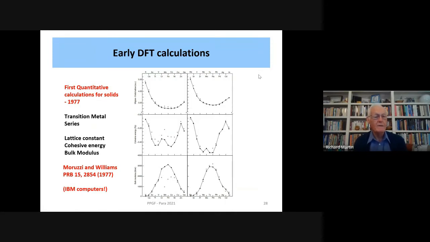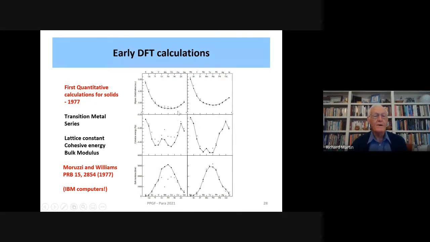It was done by Moruzzi and Williams, who were at the IBM Research Center where they had the IBM computers in the 1970s. And it was truly astounding. This is the entire series of transition metals, and this is the energy as a function of volume for this series of 3d and 4d transition metals. And this is just absolutely different from anything that could have been done before. There was just never anything before that even came close to this level of accuracy.